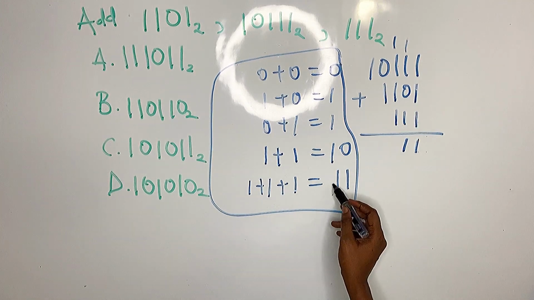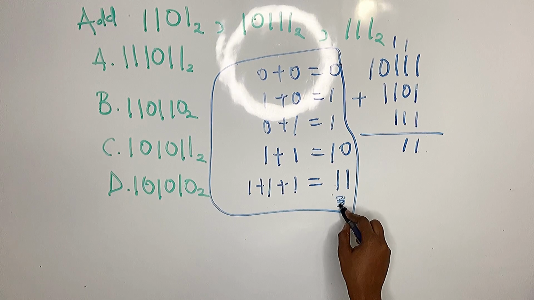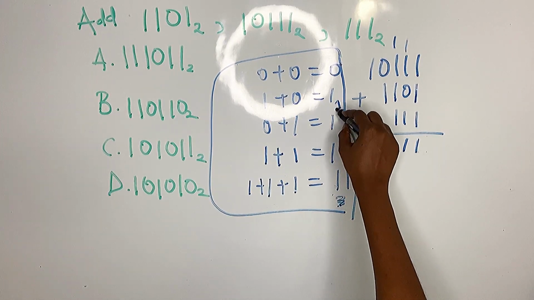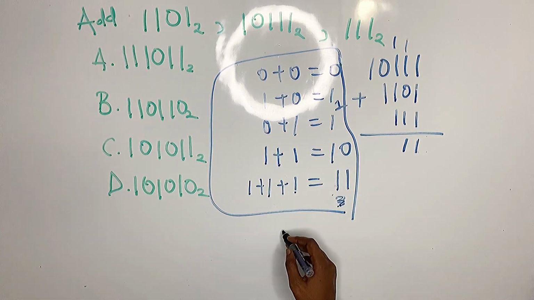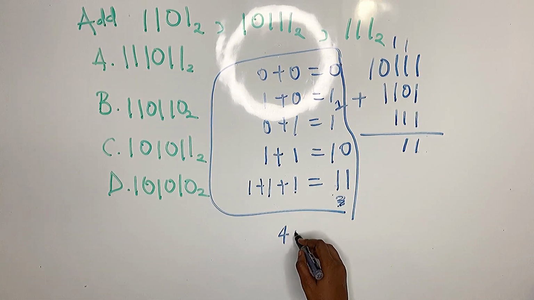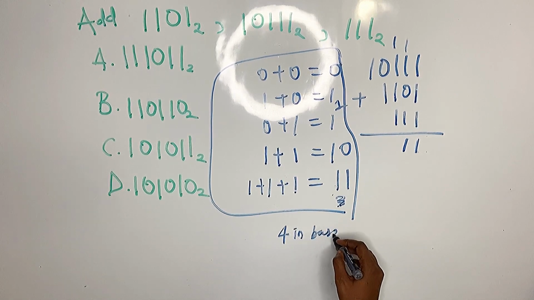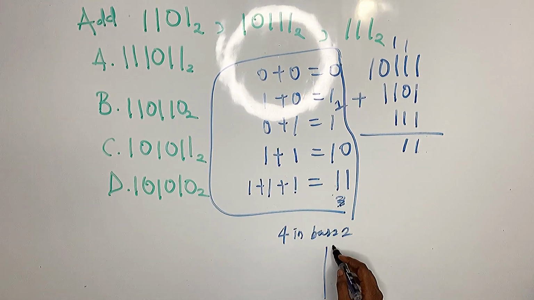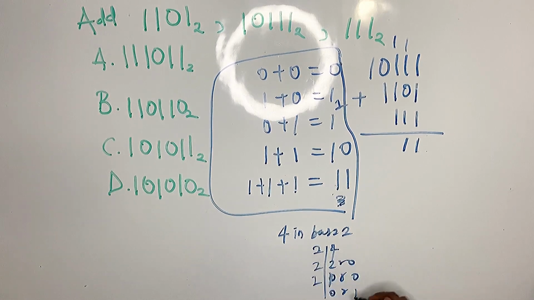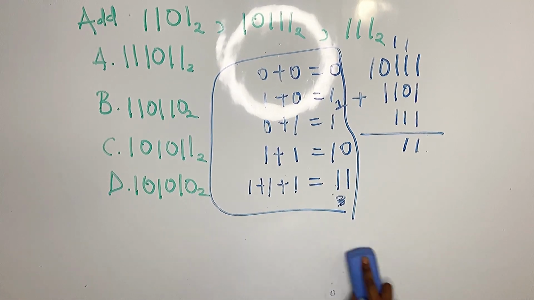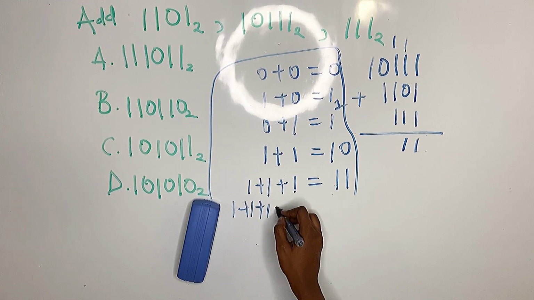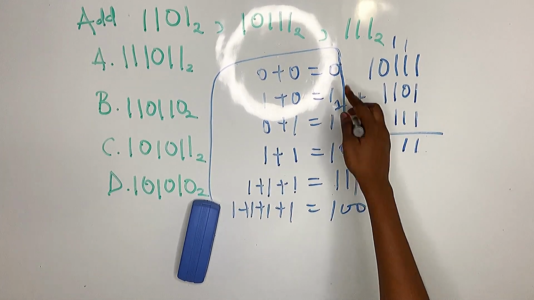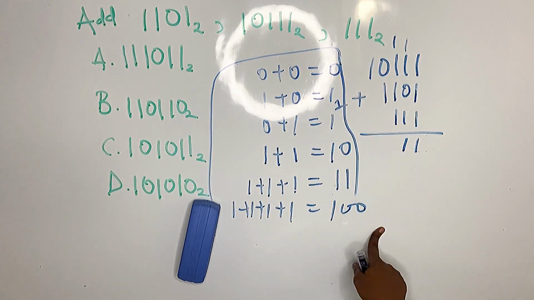So first of all, I know that this is the same thing as 3 in base 10. And this is the same thing as just 1 in base 10, right? So 3 plus 1 is 4. So we are basically being asked, what is 4 in base 2? To find our answer, we're just going to divide. So 4 here, 2 here. But our answer is 100. So I guess we can add that to our last row and say 1 plus 1 plus 1 plus 1 is 100.